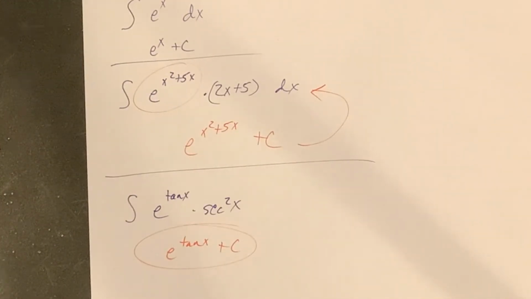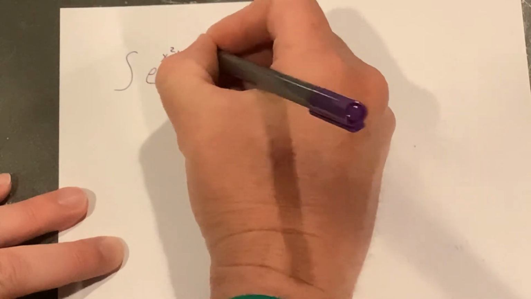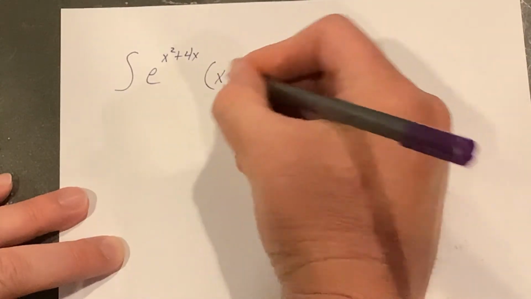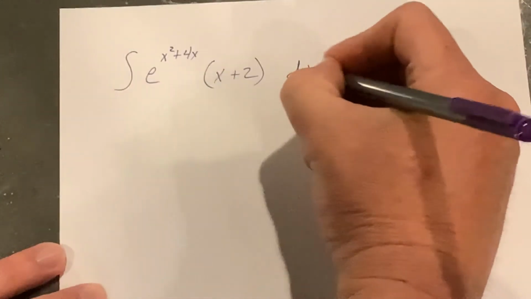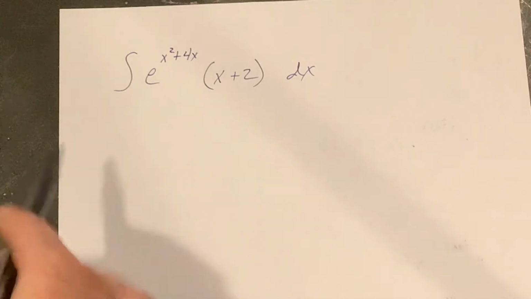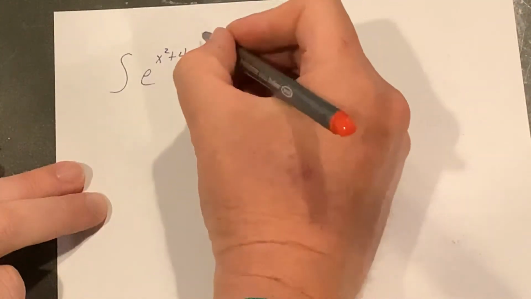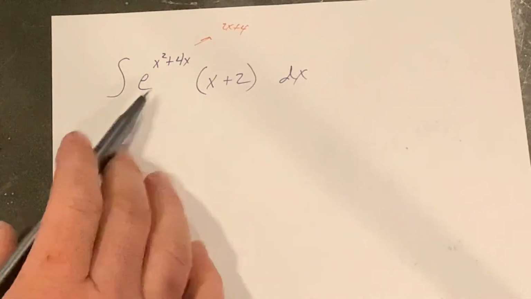Those are the basic ones, and they really don't get much tougher than that. The only one that would be a little more difficult would be something like this. If I had e to the x squared plus 4x times x plus 2 dx, I look at that and say, that's an exponential function. What's the derivative of the power? The derivative of the power would be 2x plus 4. So if this were 2x plus 4, we would be ready to go.